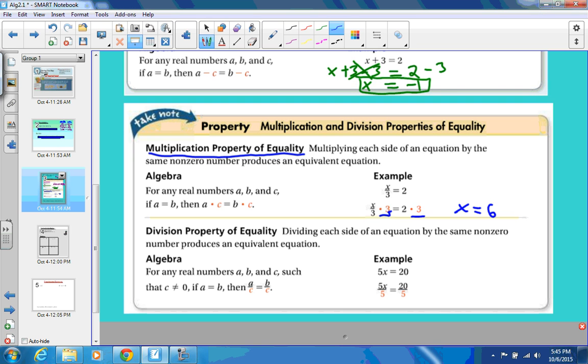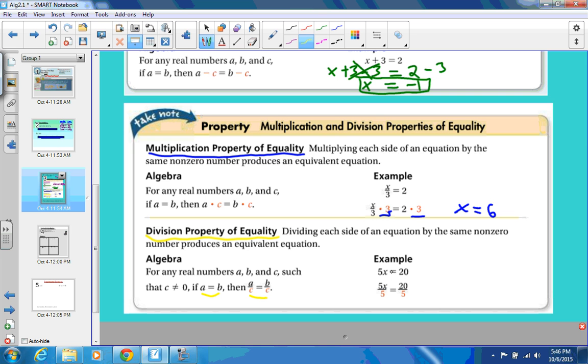Last one, division property of equality. The division property of equality states that dividing each side of the equation by the same non-zero number, and this time you can't divide anything by 0, so we're going to stay away from that, would produce an equivalent equation as well. So in our example, if a equals b, then a divided by c is equal to b divided by c, whatever c is, as long as you divide both sides by that c.